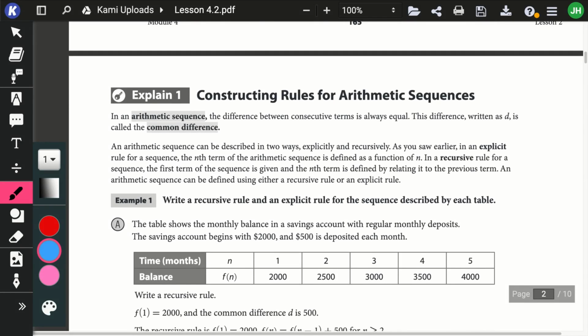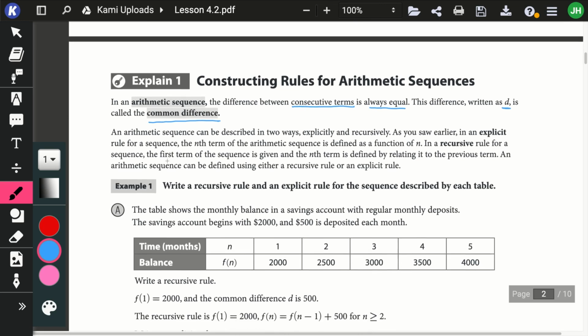In an arithmetic sequence, the difference between consecutive terms, terms in order, is always equal. That's the rule for an arithmetic sequence. The difference, written as a lowercase d, is called the common difference. It's common because it's always the same.